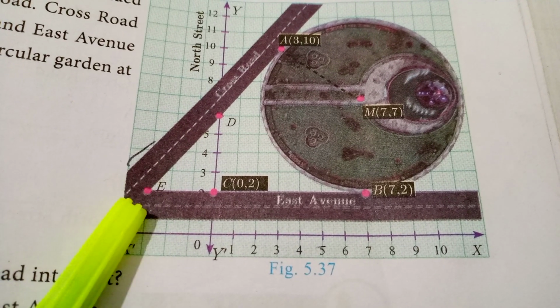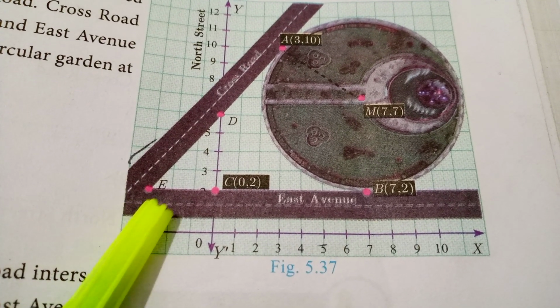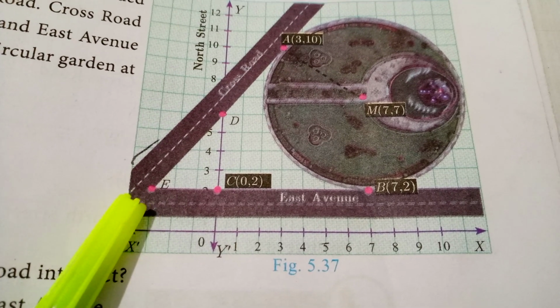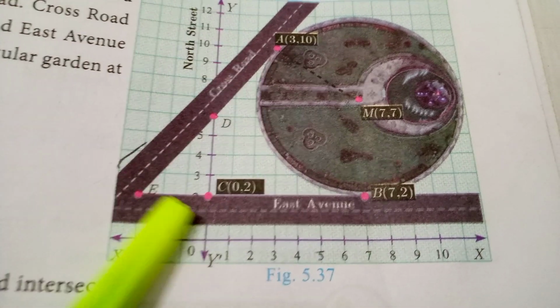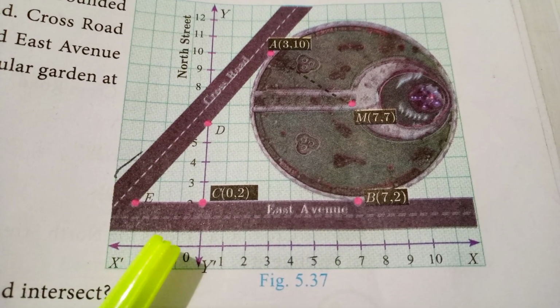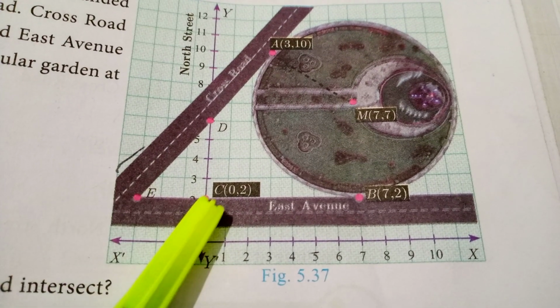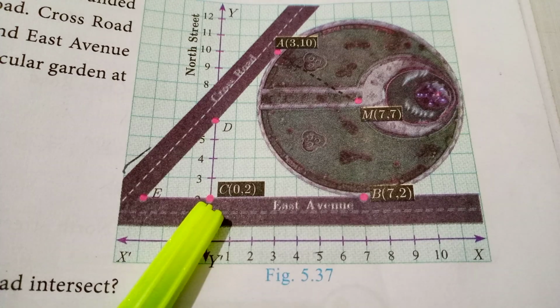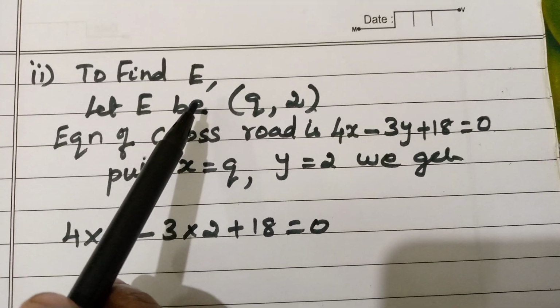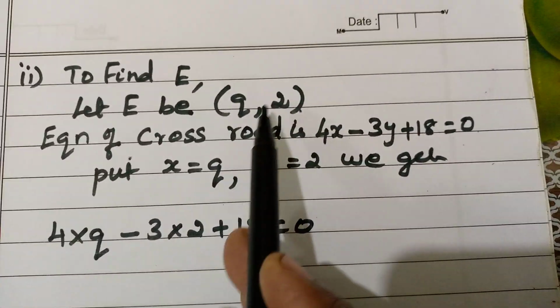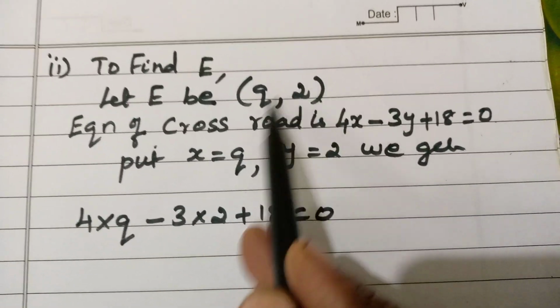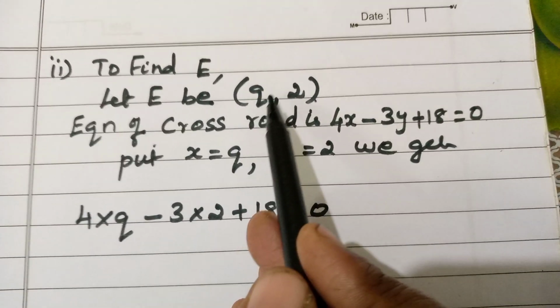Let us take the x value as q, meaning any one constant value. And we have the equation of the crossroad; in that equation we have to substitute x value q and y value 2. We get the answer. Let's do. So to find E, let E be (q, 2). The y value 2 we know, the x value is unknown, so let us take q.